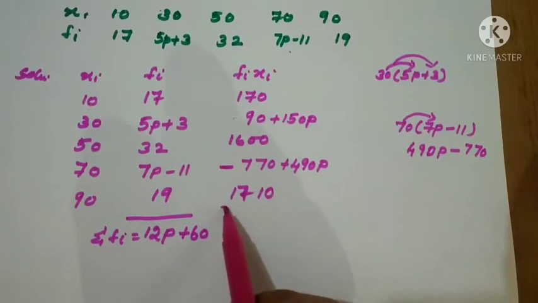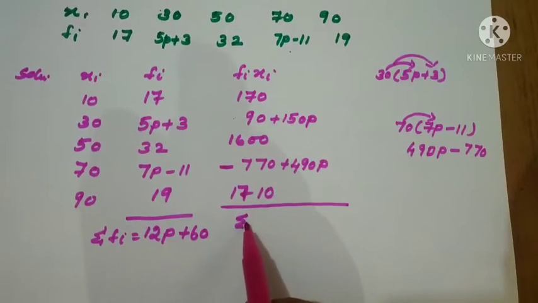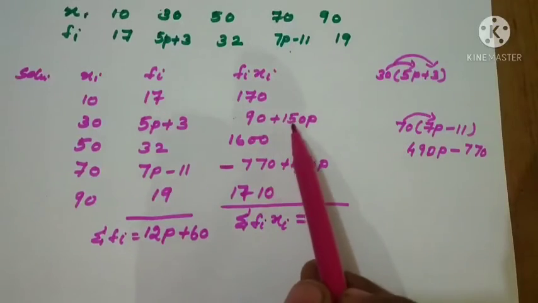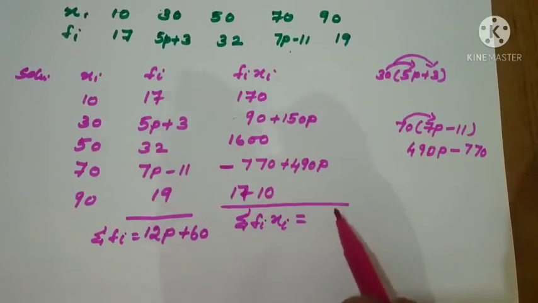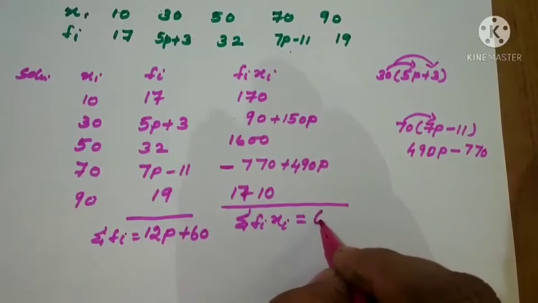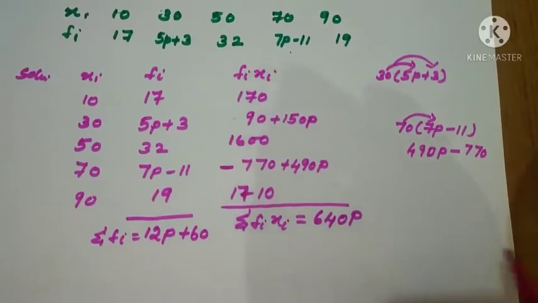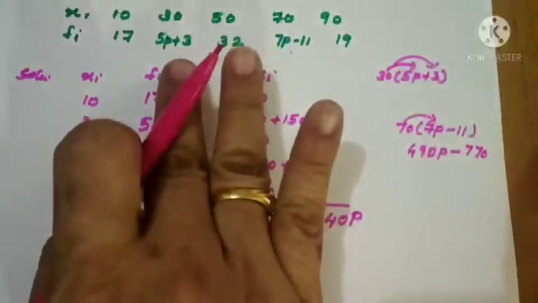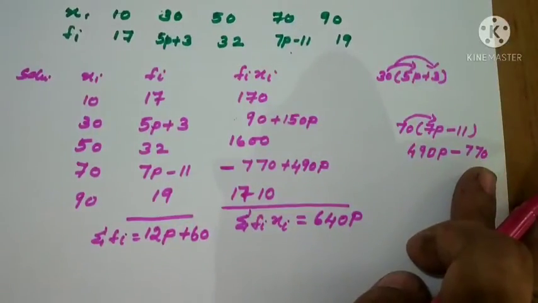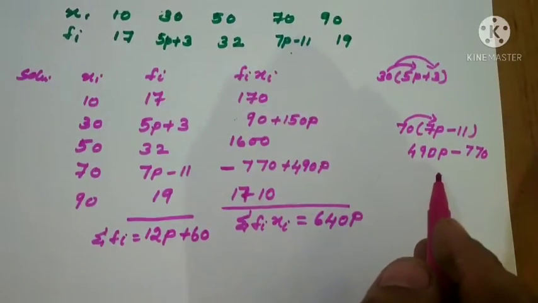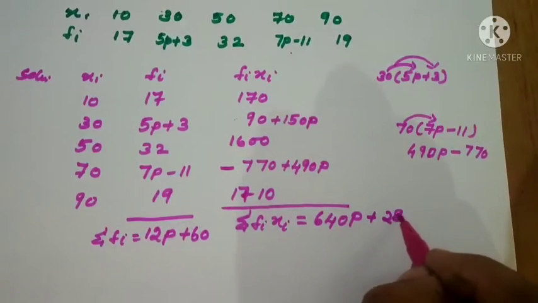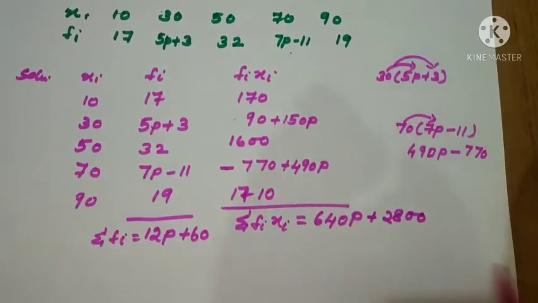Similarly, we should keep P separately. Sigma Fi Xi is there. If we go for P value, both are positive only, so we will get 640P. Here only the problem is with minus 770, the remaining everything is plus only. If you are having any problem, you can do the right side simplification and your answer is 2800 you will get. So it is a plus value because only one minus is there. So don't confuse with the P values. P value you keep it separately.